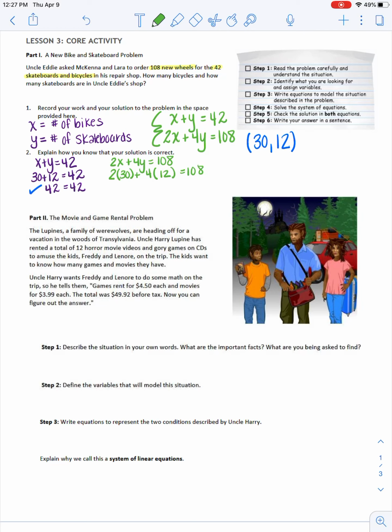Okay, if we do 2 times 30, we get 60, and 4 times 12 is 48. And when I add those two together, I do get 108. So my solution does work, and it works in both equations. So that is our explanation. How do we know? Well, we explained with our algebra, but we can also state that 30, 12 works in both equations.